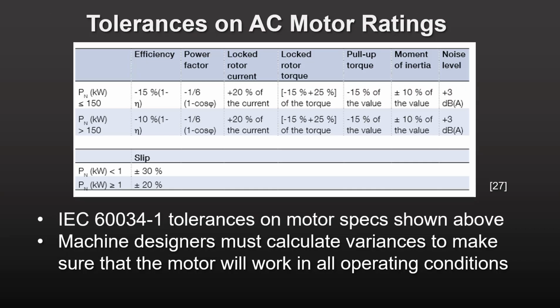This chart shows the wide tolerances allowed on AC motor ratings. IEC 60034-1 allows tolerances of 10 to 15% on efficiency, 20% on locked rotor, in other words starting current, over 15% for locked rotor torque, and 15% for pull-up torque. This means you can't specify a motor exactly per its rated specs. You need to pick a motor per its worst-case specs, at least for the ones shown.